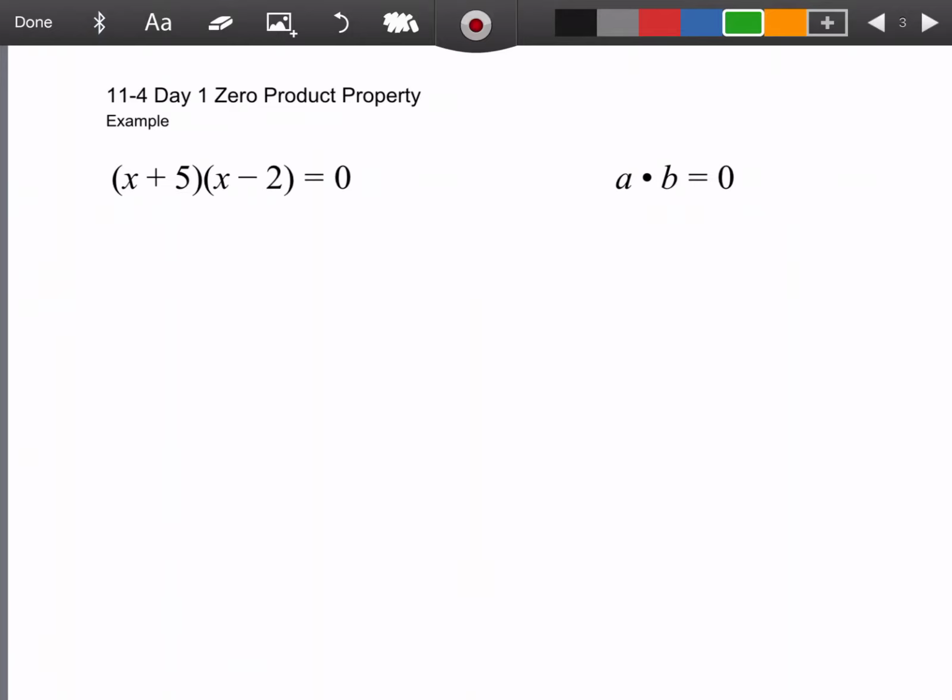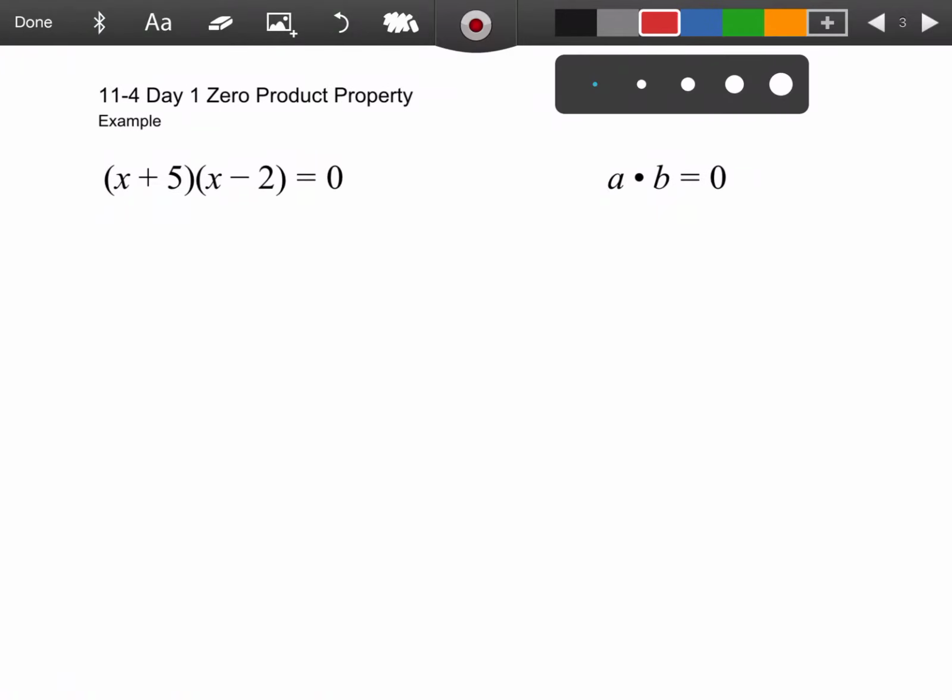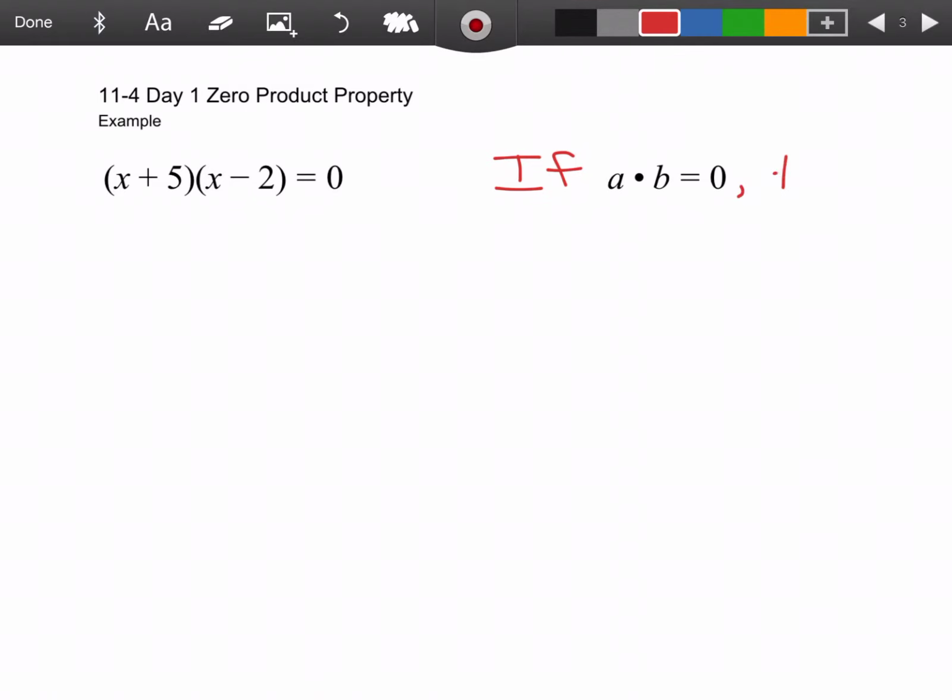Here we have what we call the zero product property. The zero product property is: if a times b equals 0, then a equals 0 or b equals 0. Obviously, one of them has to be 0 if you're multiplying, or both of them could be 0. 0 times 0 is equal to 0.